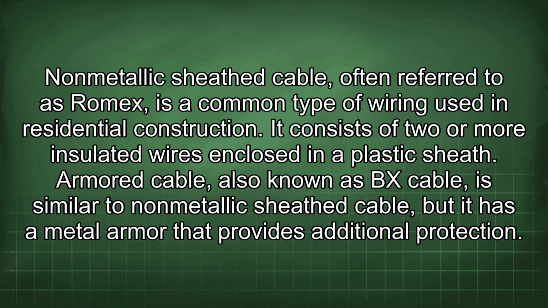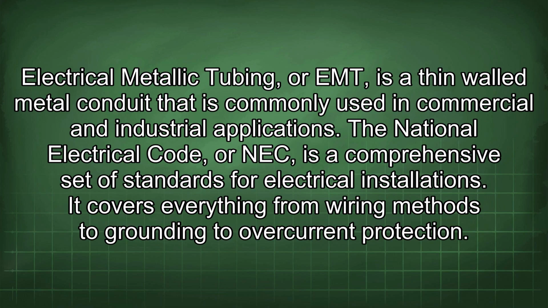Non-metallic sheath cable, often referred to as Romex, is a common type of wiring used in residential construction. It consists of 2 or more insulated wires enclosed in a plastic sheath. Armored cable, also known as BX cable, is similar to non-metallic sheath cable, but it has a metal armor that provides additional protection. Electrical metallic tubing, or EMT, is a thin-walled metal conduit that is commonly used in commercial and industrial applications.